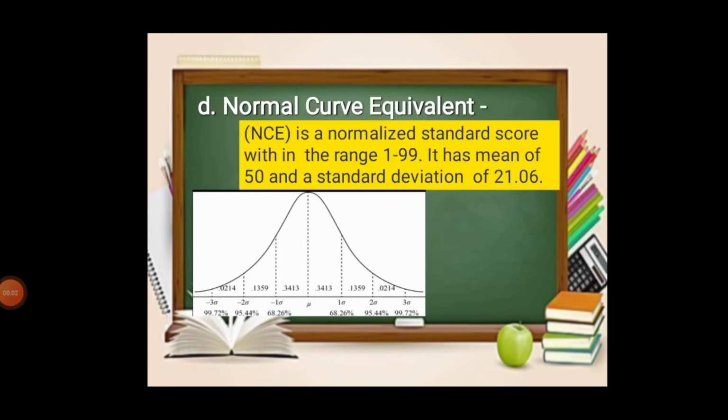Next is the normal curve equivalent, or NCE. It is a normalized standard score within the range 1 to 99. It has a mean of 50 and a standard deviation of 21.06. The normal curve equivalent, or NCE, was developed by RMC Corporation in 1976 to measure the effectiveness of the Title I program across the United States and is often used to measure gains over time.